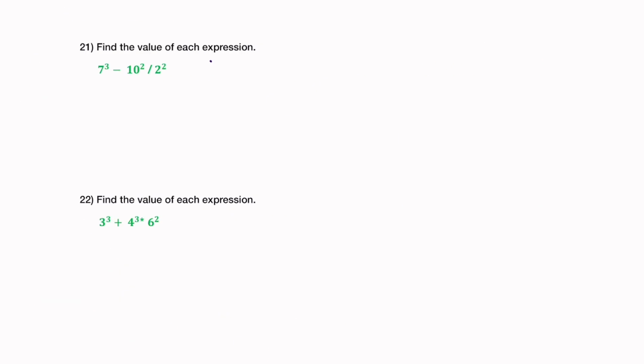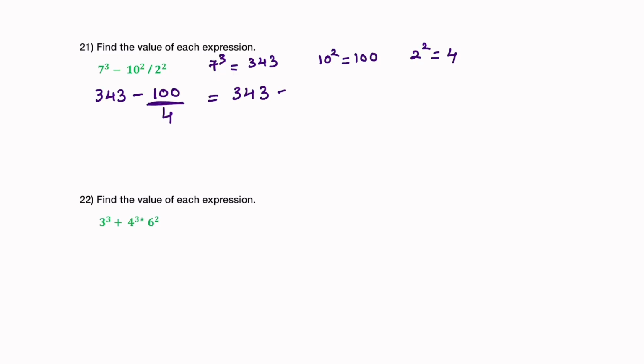Next is 7 cube, which is 343. 10 square is 100 and 2 square is 4. So we write this down. 343 minus 100 upon 4, like divide by 4, right? So we can say this is 343 as it is, because we are going to do this division first. So 100 divided by 4 is 25, right?